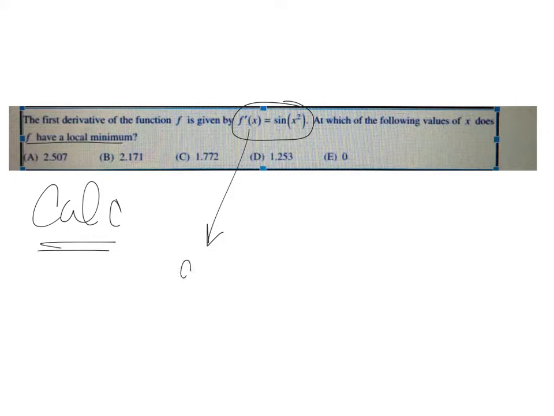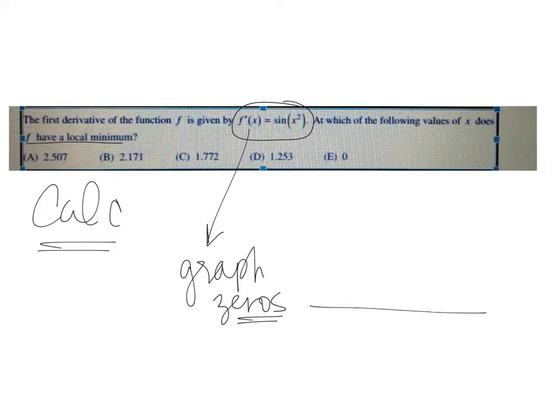The next question where less than 50% of you got it correct is question 7. This was a calculator allowed question, so this question should have been quite simple. It says the first derivative of the function is given by f prime of x equals sine x squared. At which of the following values does f have a local minimum? So since you have a calculator, you want to graph the derivative, and you want to look for zeros. You want to look for zeros where the sign changes from, since it's a local minimum, negative to positive.